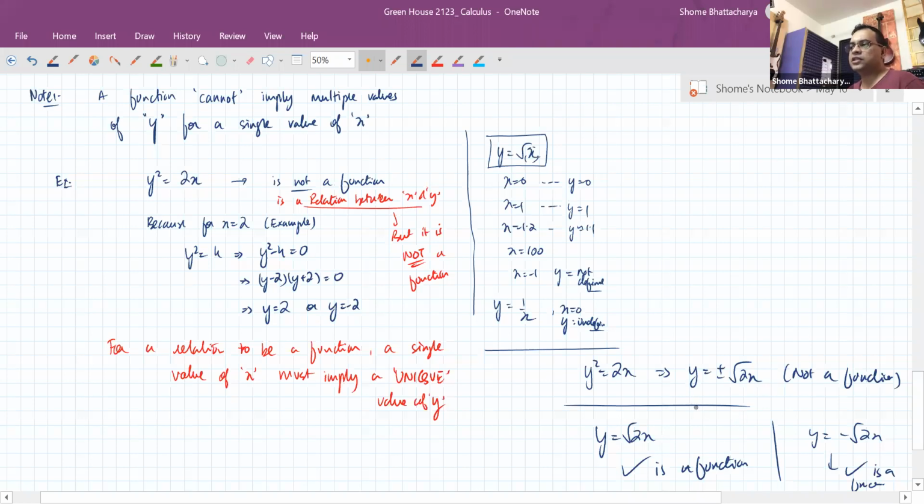X equal to 0, for example, will still give you a unique value of y, but that's not good enough. X equal to 1 or x equal to 2 or any other non-zero positive value of x is giving me 2 values of y. So it is not a function. Okay, sir, is this point clear? Yes, sir. So on the left hand side, it just depends on the power. Since it was y square, it should not be expressed as a power. Exactly, correct. That's one way of saying it.